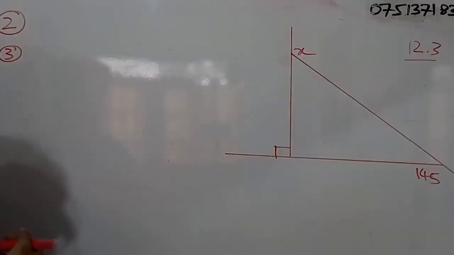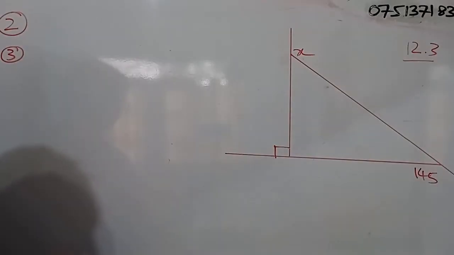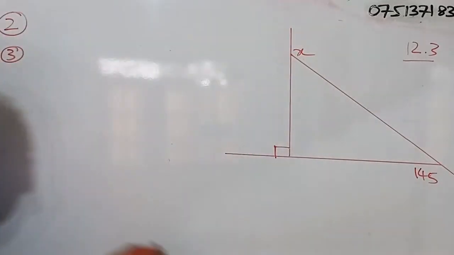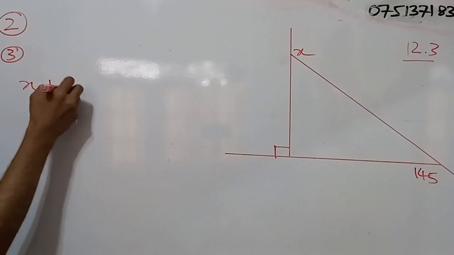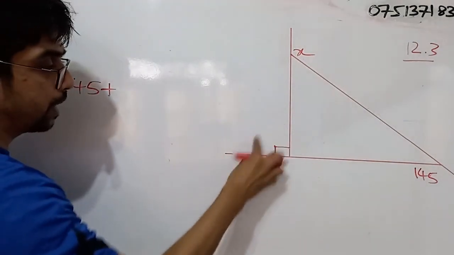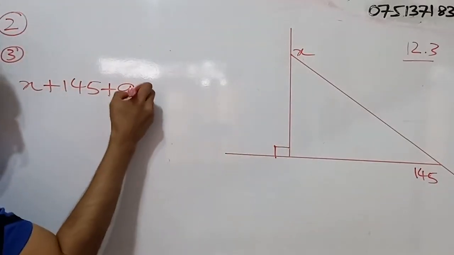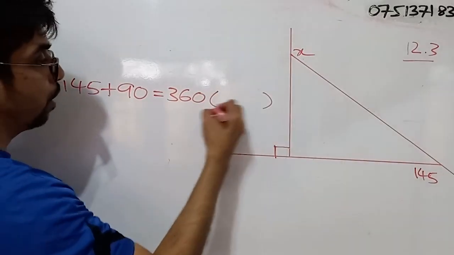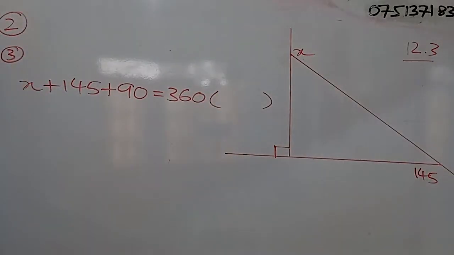Right. Third part. So here also we have to apply the same theory, right? So all of these angles are external angles. So x plus 145. What is the magnitude of this angle? 90 degrees. So that is equal to 360. So definitely you have to write the reason. Sum of external angles of a triangle, that is equal to 360 degrees.